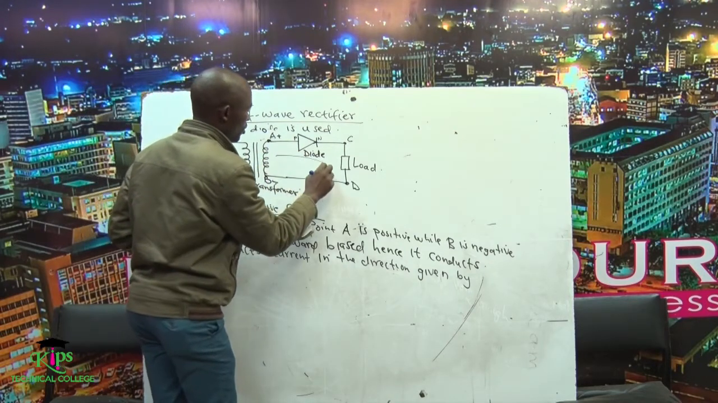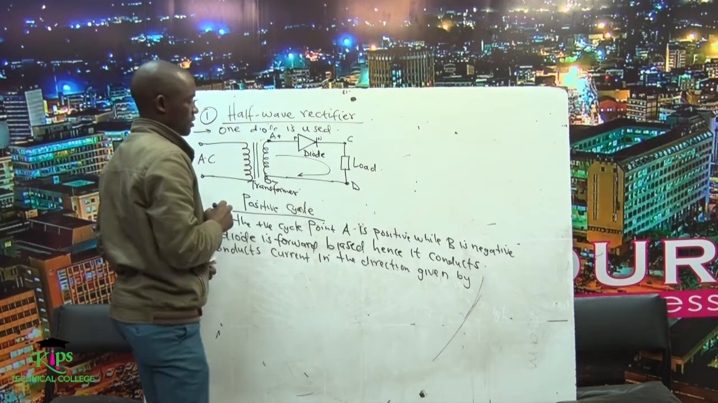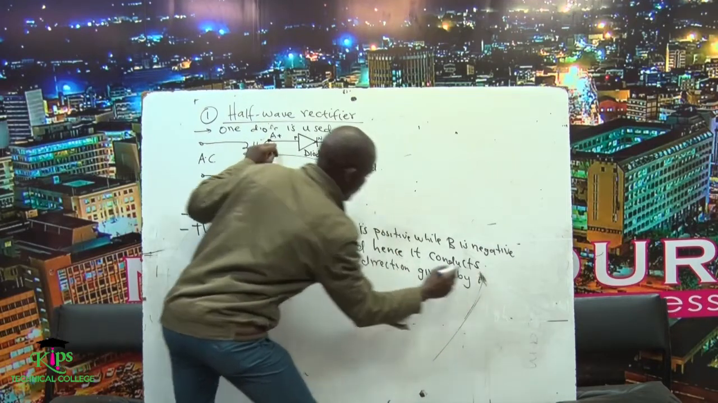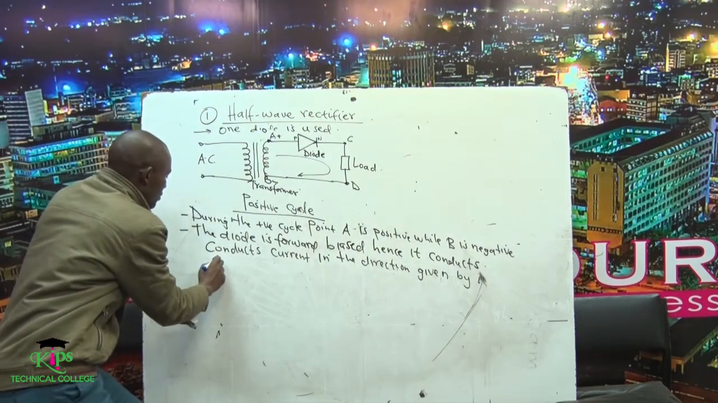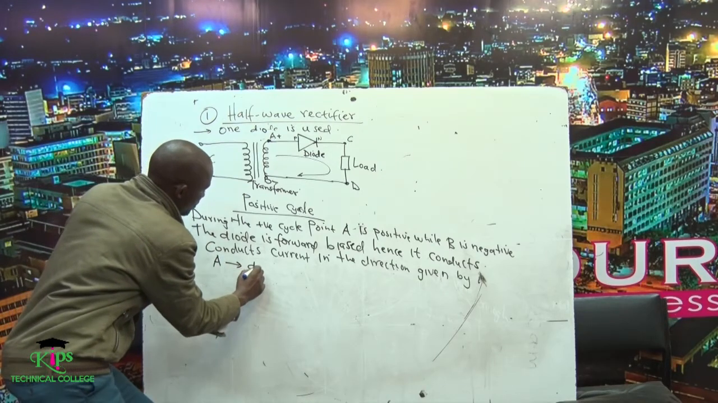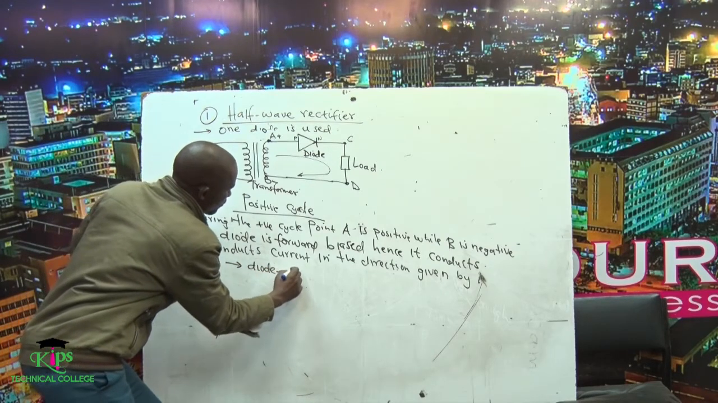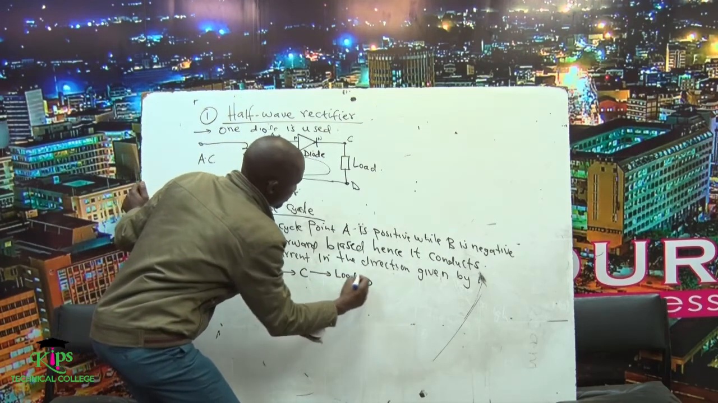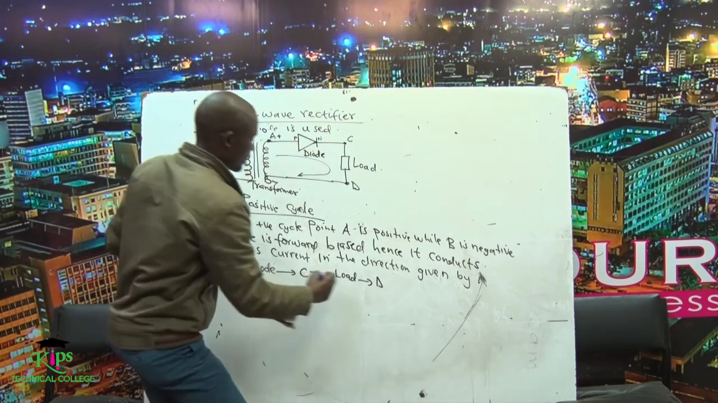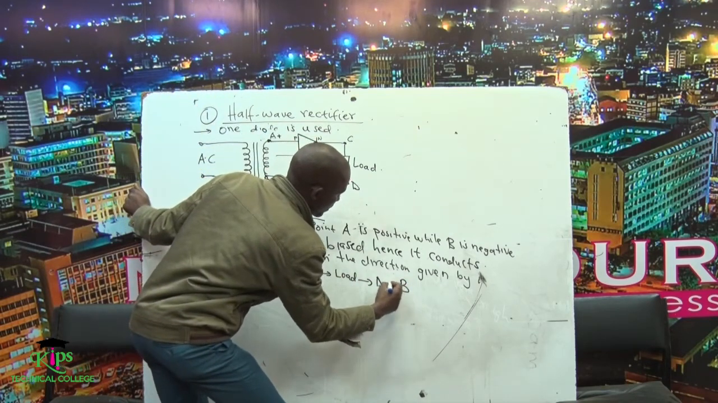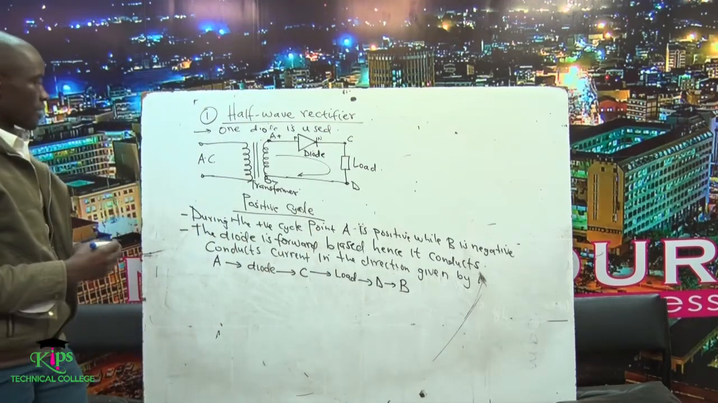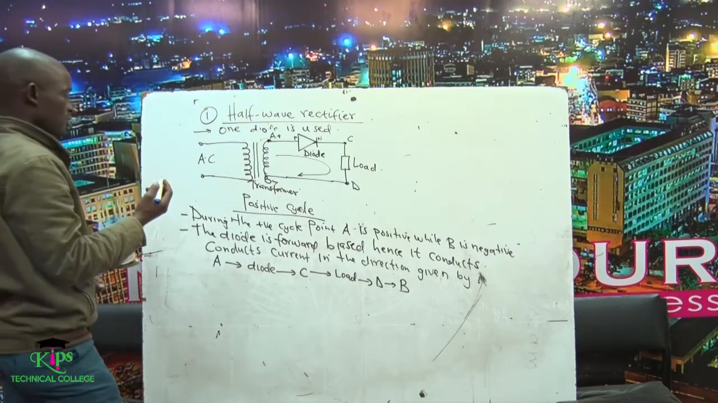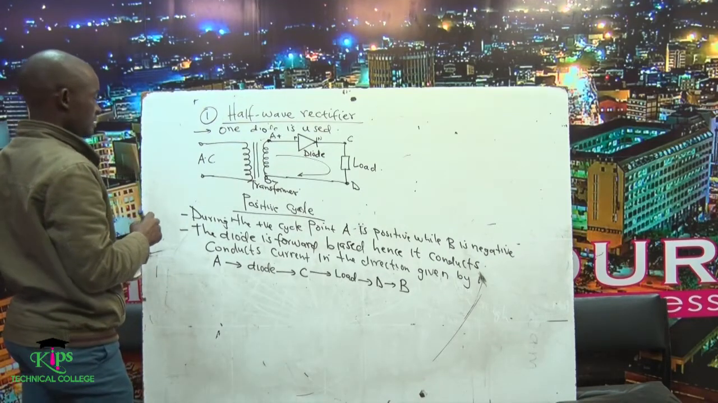Current will be able to flow in this direction. So the current flows in that direction, meaning it begins from A. It begins from A, it goes to the diode, and then from the diode it goes to point C. It goes through the load, through point D, then goes back to point B. So that is the direction of flow of current during the positive cycle. We can look at what happens during the negative cycle.